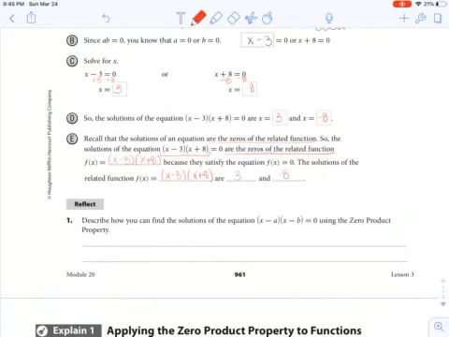So we're going to look at number 1, and we're going to answer this real quick. Describe how you can find the solutions of the equation (x minus a) times (x minus b) equals 0 using the zero product property. The first thing we want to do is let x minus a equal 0 and x minus b equal 0. Once we have that, we will solve for x in each equation.